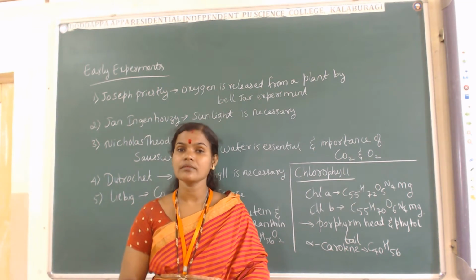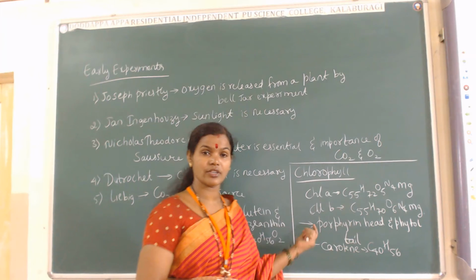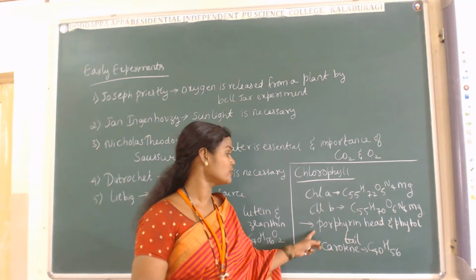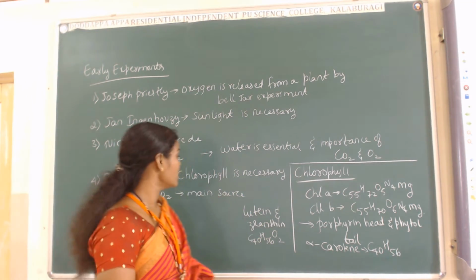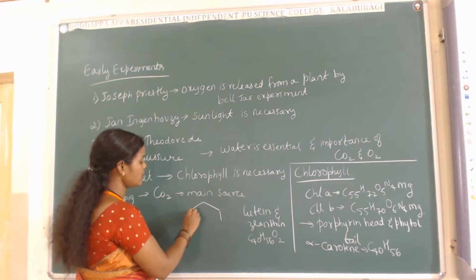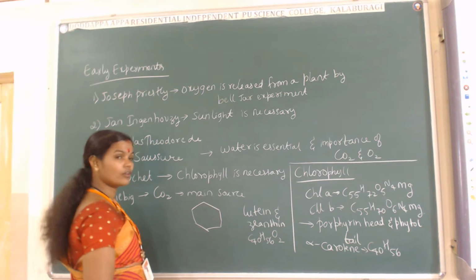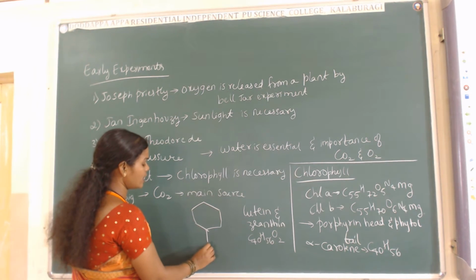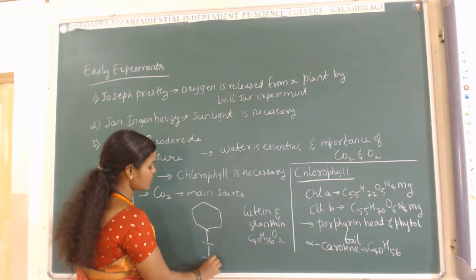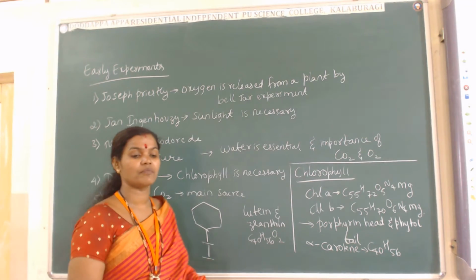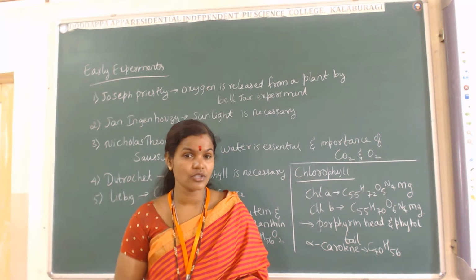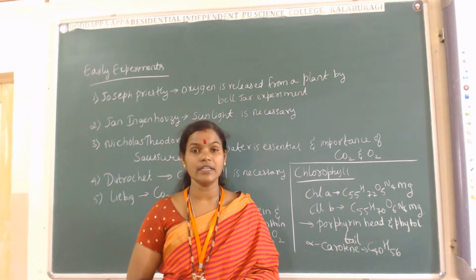And here, see the structure of the chlorophyll. Chemically, the structure is made up of porphyrin head and phytol tail. So here we are going to see the porphyrin head and phytol tail. So porphyrin head and phytol tail are the two structures the chlorophyll pigment is made up of.